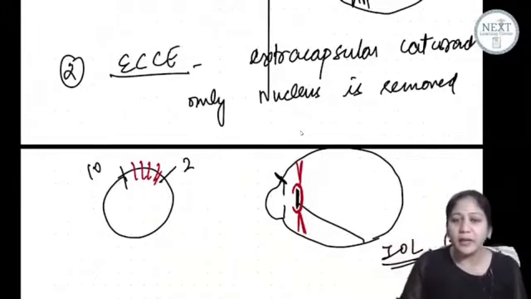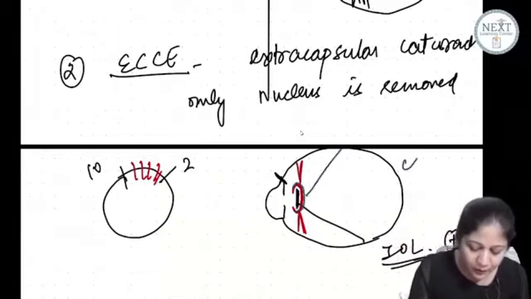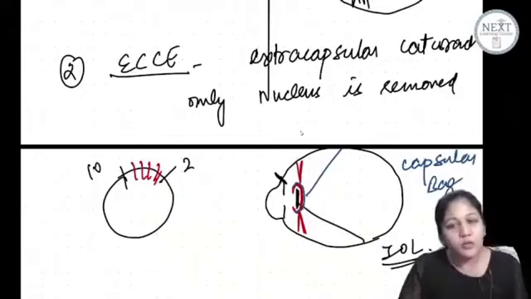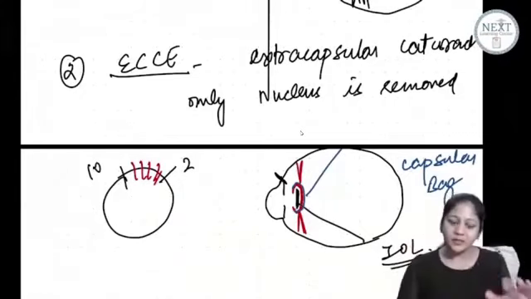Okay, ये जो red चीज है ये क्या बचा है बच्चे? इसको क्या नाम दिया है? What do you call this red thing? This is called the capsular bag. You call it the capsular bag. Within this bag you fit the intraocular lens. Now is it clear to everyone?